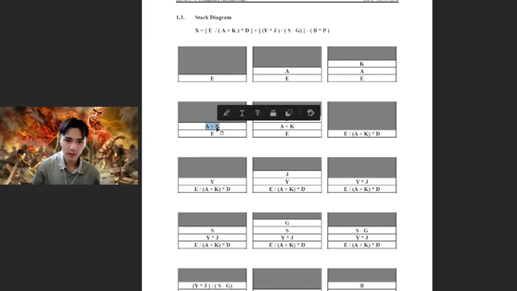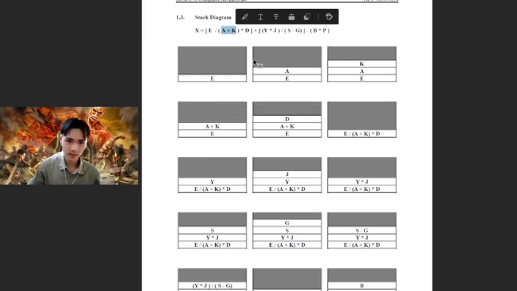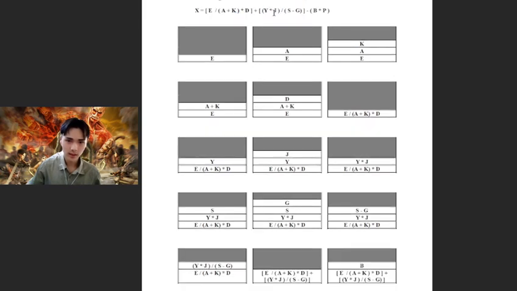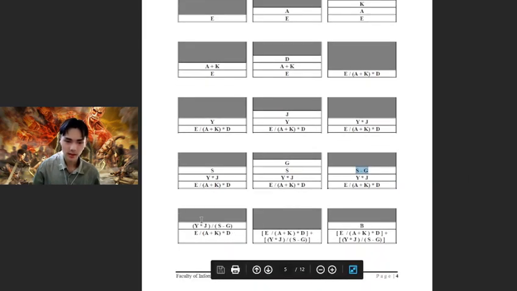The A and K will be combined together because they are in one bracket, and when the D is combined, it will be combined together because they are in one bracket together. So later it will be Y times J, as you can see here, and they will be combined. And later it will be the S minus G right here, and it will be combined. And later it will be combined into another expression and will be combined into a new expression.